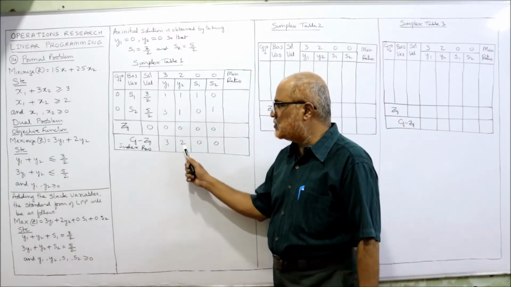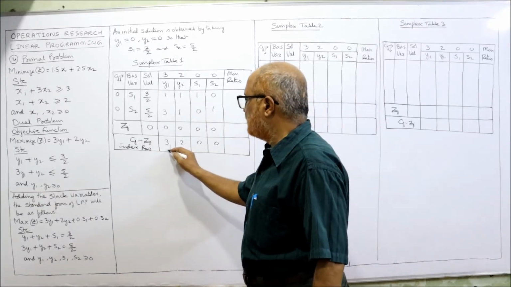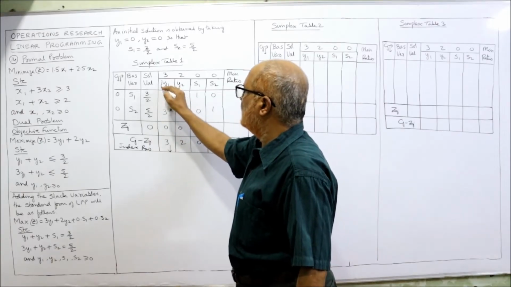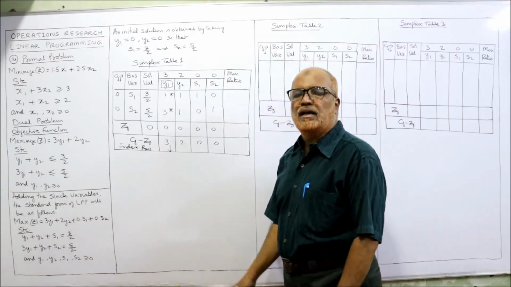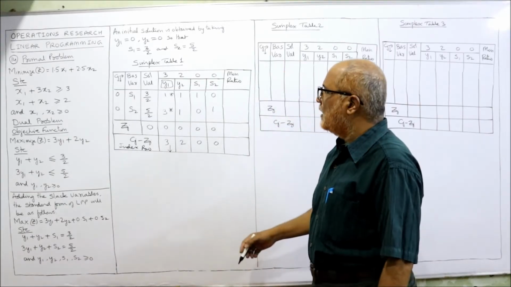Here we have 2 positive values. The highest positive is 3. So we select this 3. This is the intersectional element and y1. So in the next table, y1 will enter. Now which will depart?